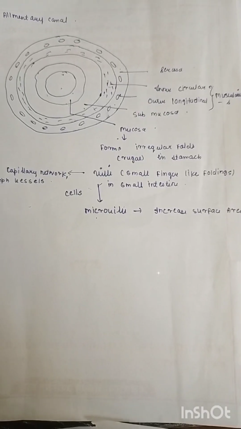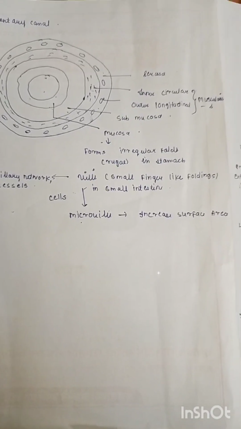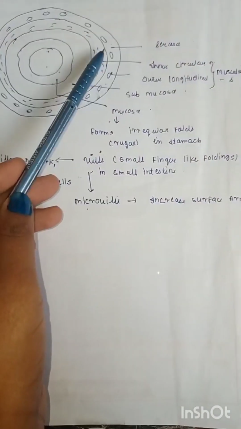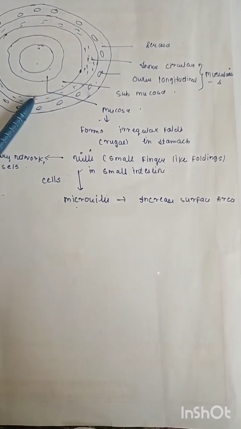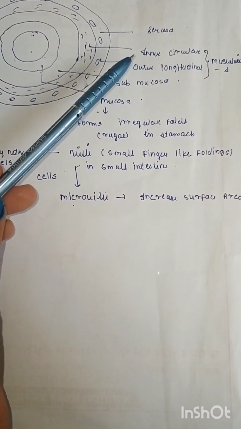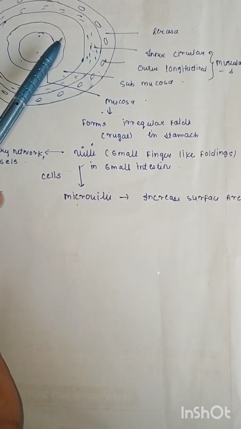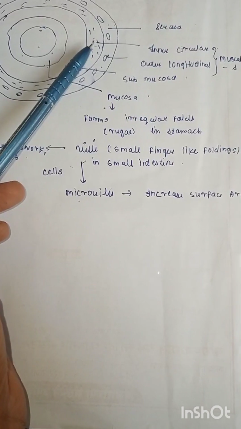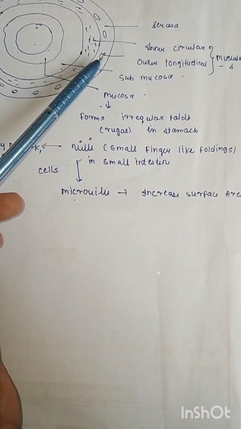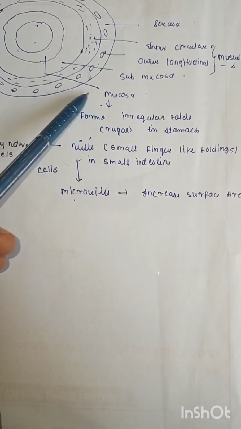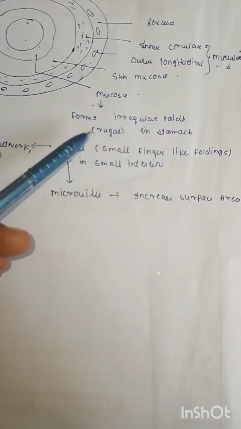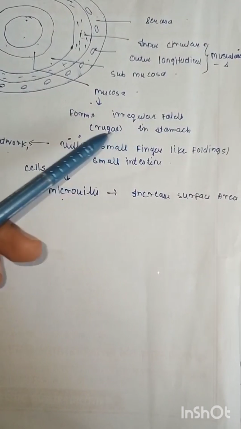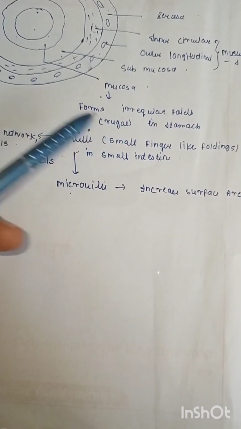Now let us look at the alimentary canal. The alimentary canal is made up of 4 layers: the serosa, the muscularis, the submucosa, and the mucosa. The muscularis consists of 2 layers. The inner ones are circular in shape and the outer ones are longitudinally arranged. The mucosa layer is in contact with food. In the stomach, this mucosa layer forms irregular folds which are known as rugae.